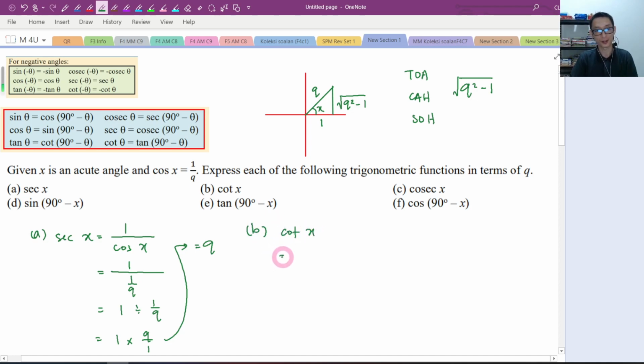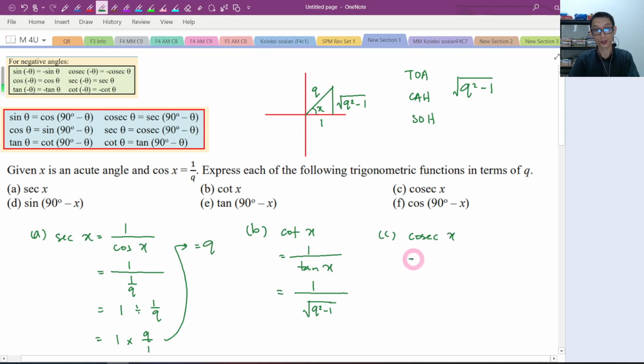Cotangent x is equal to 1 over tangent x. 1 over tangent x, just refer to this diagram, TOA, opposite divided by adjacent. Opposite divided by adjacent divided by 1, you don't have to write the 1, it's okay. So this is the answer for part B. Now let's go to part C.